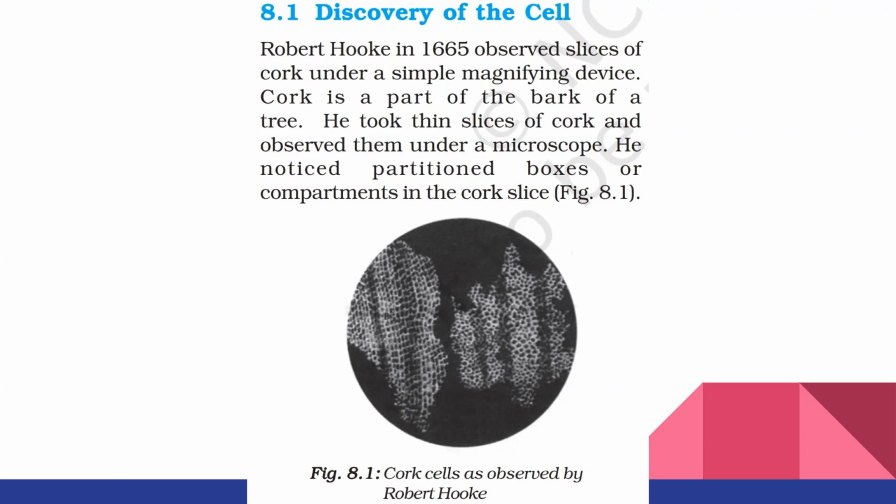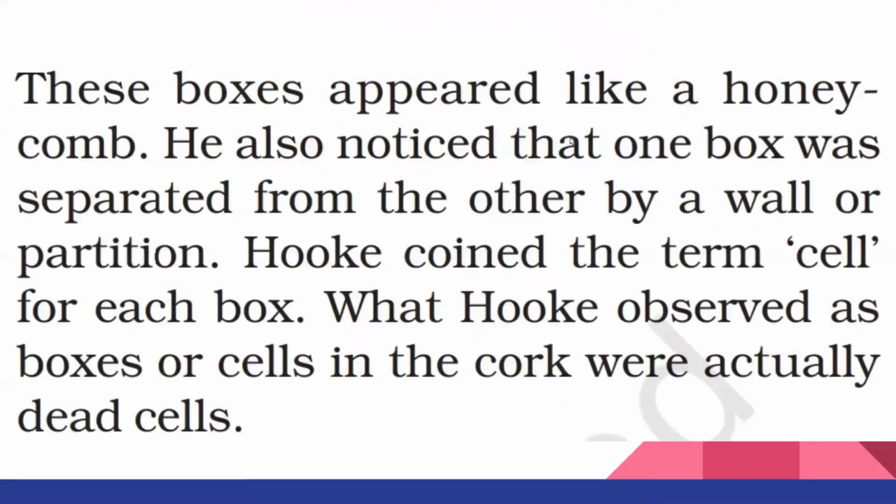Then what did he see? He saw that it was made up of many small box-like structures. You can see the picture here. See, many small box-like structures are there which are separated by walls. He observed partitioned boxes or compartments in the cork slice. These boxes were just like a honeycomb.